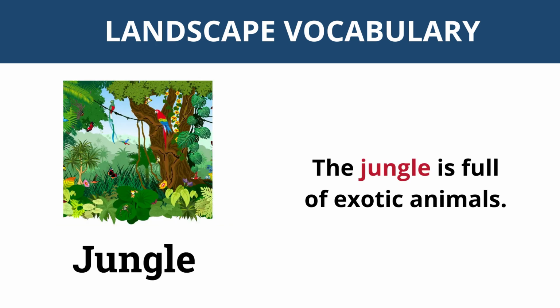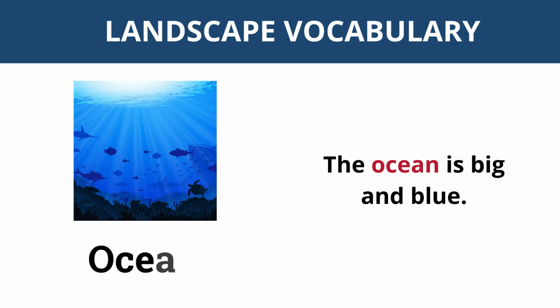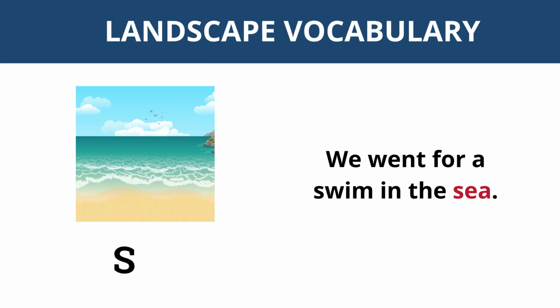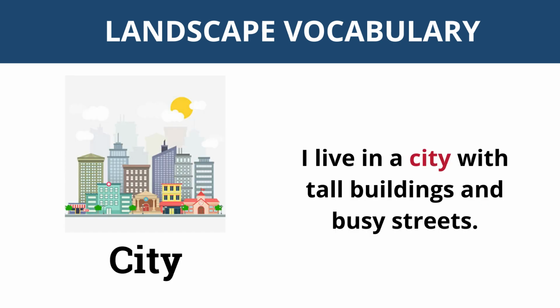Jungle. The jungle is full of exotic animals. Ocean. The ocean is big and blue. Sea. We went for a swim in the sea. City. I live in a city with tall buildings and busy streets.